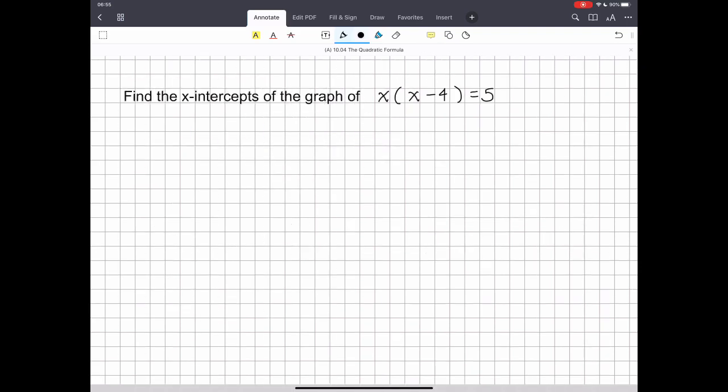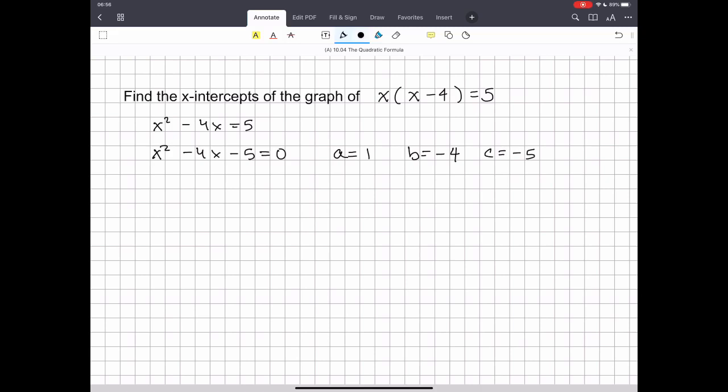Let's look at our second example. Find the x-intercepts of the graph of x times the quantity x minus 4 equals 5. Well, in this particular problem, we don't have a y variable in it. And what we need to do is distribute that x. So we're going to get x squared minus 4x equals 5. And remember, we want everything on one side and 0 on the other. So then we would subtract 5 from each side. And that leaves us with x squared minus 4x minus 5 equals 0. And now we can identify a, b, and c. A is 1, b is -4, and c is -5.